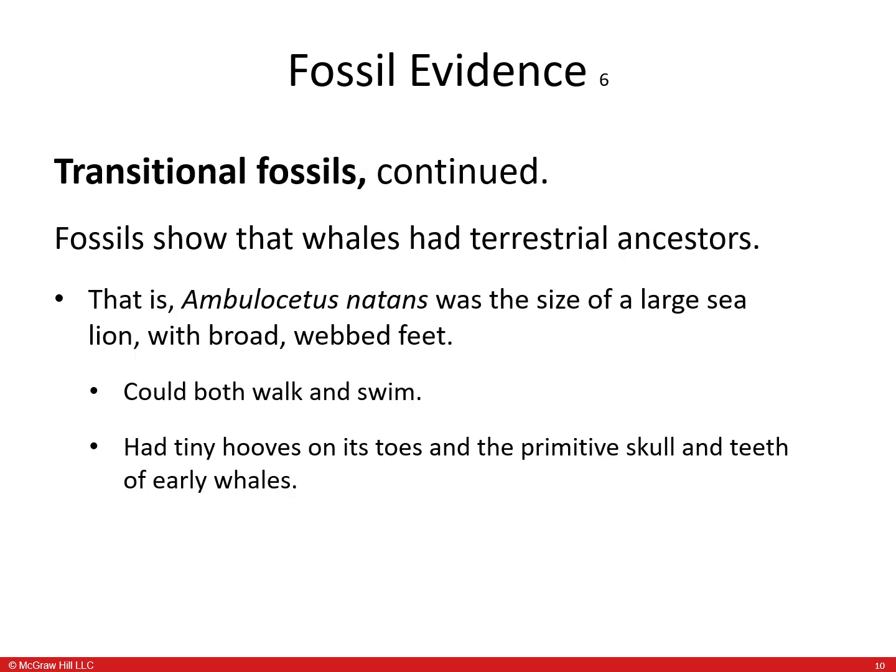The fossils also show us that whales had terrestrial ancestry. For example, Ambulocetus natans was the size of a large sea lion with broad and webbed feet, could both walk and swim, had tiny hooves on its toes, and had the primitive skull and teeth of an early whale.